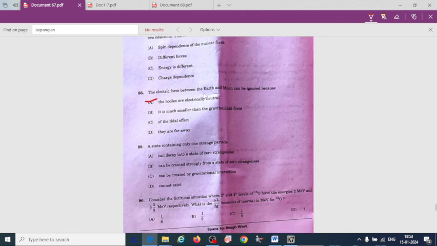The electric force between the earth and moon can be ignored because actually the force of attraction between these celestial large bodies is gravitational force. So then the electric force is going to be weak. That is because these two, earth and moon, are going to be neutral. That's why option A, the bodies are electrically neutral.